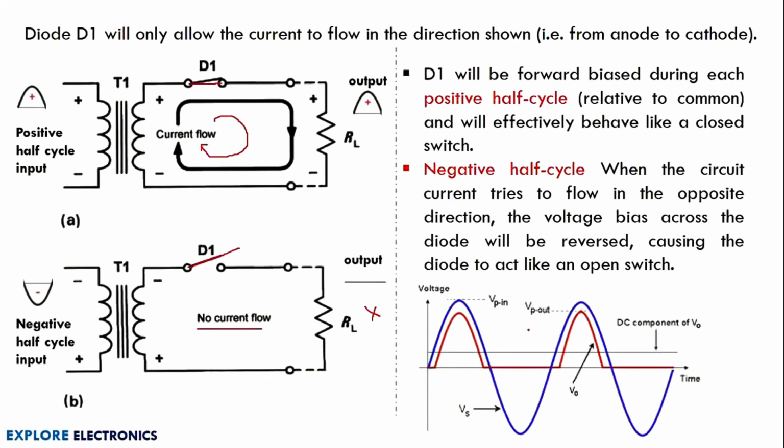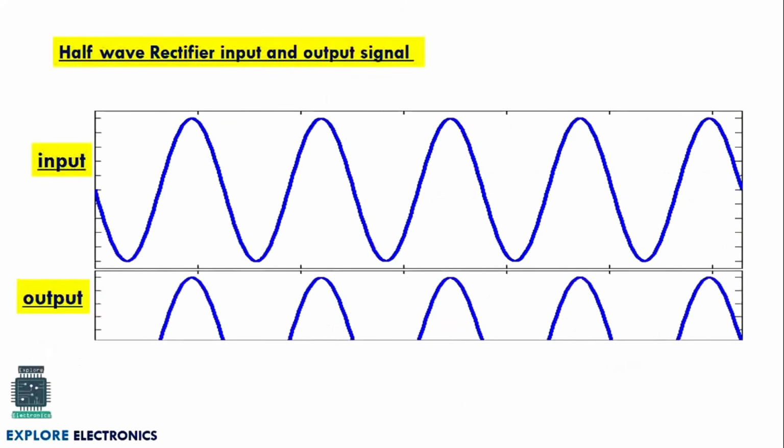Here is the waveform that explains this particular operation of the half-wave rectifier. Here the blue wave indicates the input signal and the red line indicates the output signal. You can clearly observe that in the positive half cycle we get the output, and in the negative half cycle there is no output generated. This is the output of the half-wave rectifier. We can plot it like this.